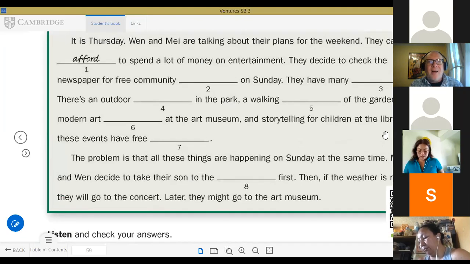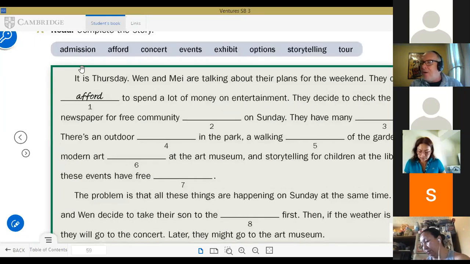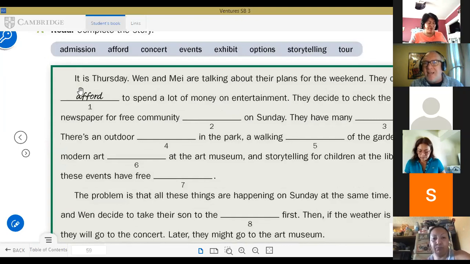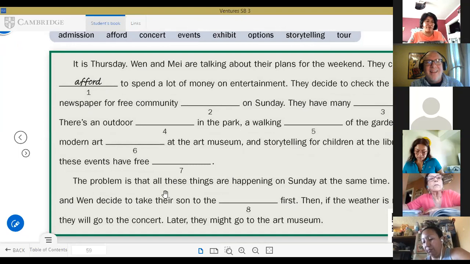All right. And all of these events have free what? What's the word? Admission. Remember, whenever you talk about a price to get in, we say admission fee, right? So you say, I can't afford to go to Disneyland. Why not? Because the admission fee is too high, right? It's like $200 to go to Disneyland or something like that. It's crazy.